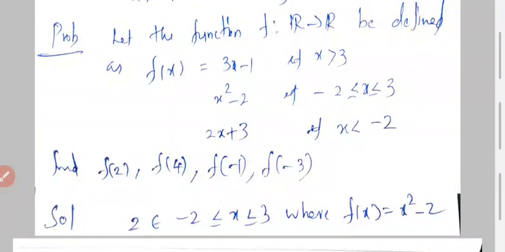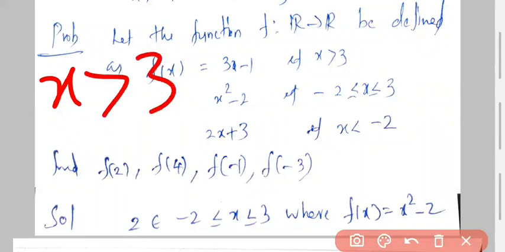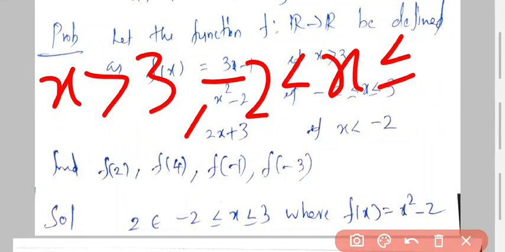Now next is a problem. Let the function f from R to R be defined as f of x equal to 3x minus 1 if x greater than 3, x square minus 2 if minus 2 less than or equal to x less than or equal to 3, and 2x plus 3 if x is less than minus 2. You have to find the images. This is a very simple question, but the function is a split function, so be careful. You have to find f of 2, right? We know that the domain of the function is split into three regions: x greater than 3, minus 2 less than or equal to x less than or equal to 3, and x less than minus 2.